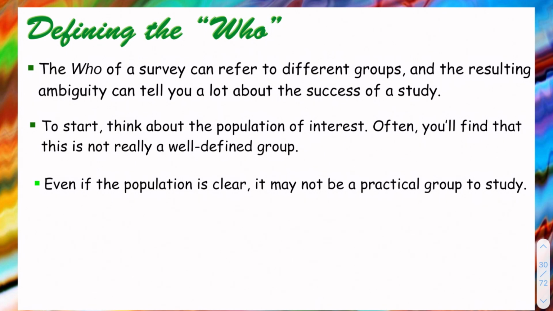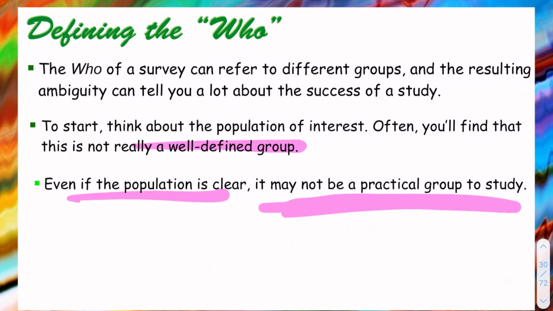This goes back all the way to chapters 1 and 2, defining the who. The who of a survey can refer to different groups, and the resulting ambiguity can tell you a lot about the success of a study. To start, think about the population of interest. Who are we looking at? Often, you'll find that this is not a really well-defined group. Even if the population is clear, it may not be a practical group to study. So always think about who the population of interest is.